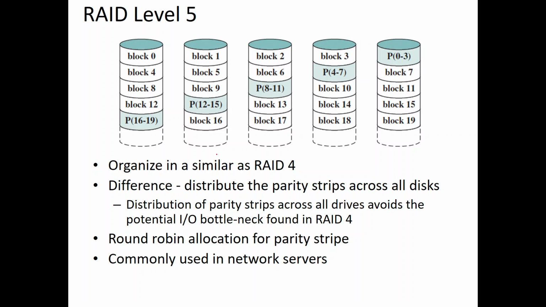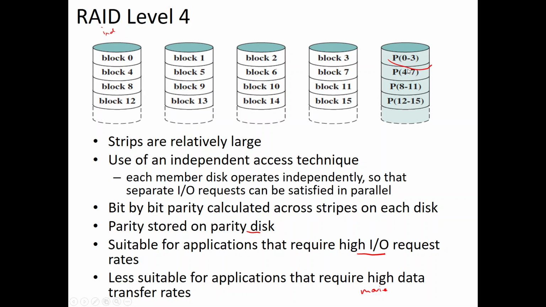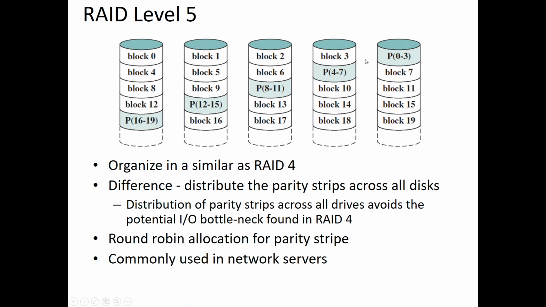okay, is organized in a similar way as RAID 4. The difference is that they distribute the parity strip across all the disks. Kalau kita tengok tadi yang sebelum RAID level 4, okay, parity bit simpan dalam satu parity disk kan. So what would happen is if the parity disk is corrupted, katakan tu kan, rosak. So dia tak nak jadi macam tu. Jadi dia buat, dia separate kan. Okay, dia distribute kan parity strip ni across all this.